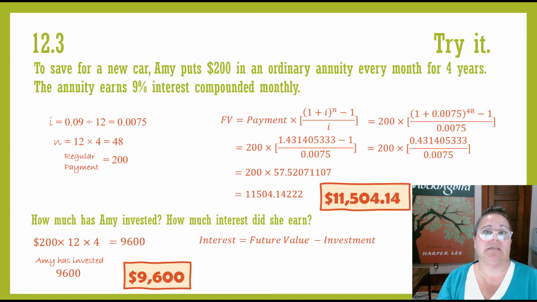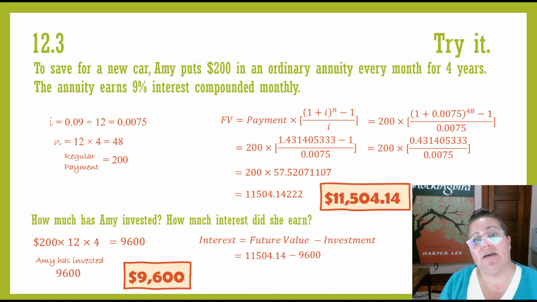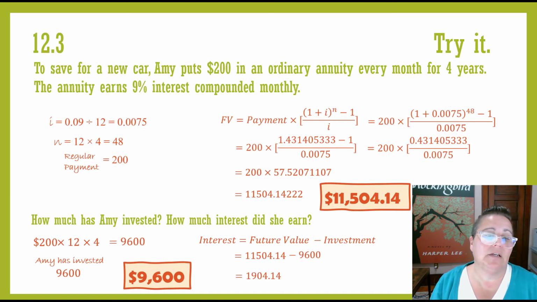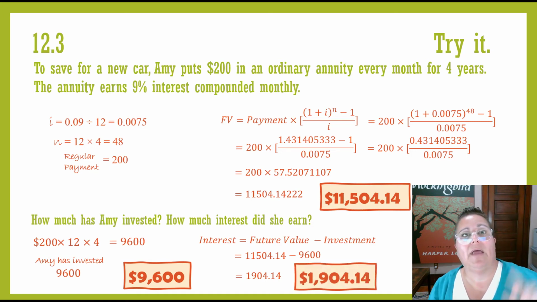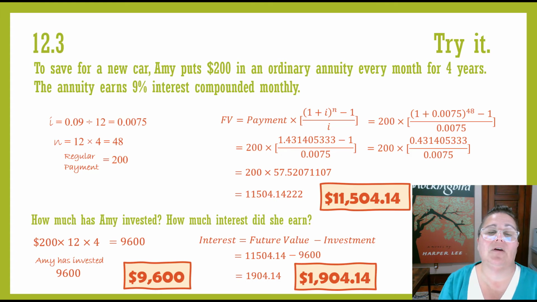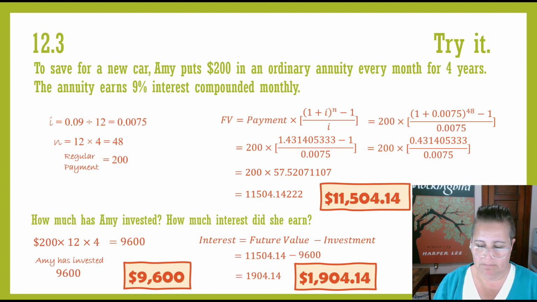This is just a subtraction problem to find that interest. So we're going to take the $11,504.14 and subtract the $9,600 to get $1,904.14. And that's how much interest Amy earned on this annuity. That's not bad. Yeah, it took 4 years to get there, but that's almost $2,000 she didn't have to put in herself. Okay?